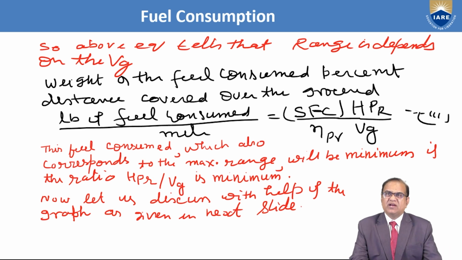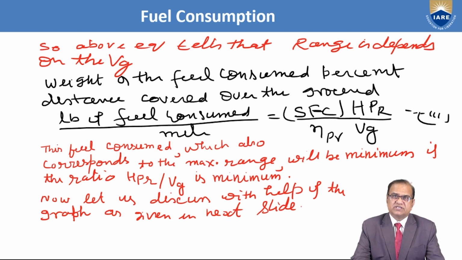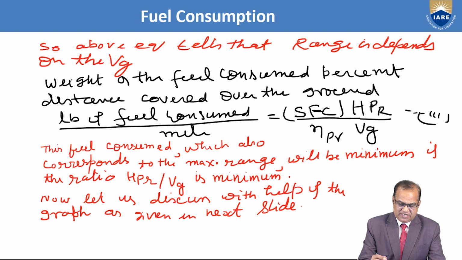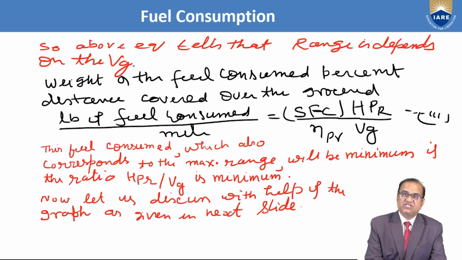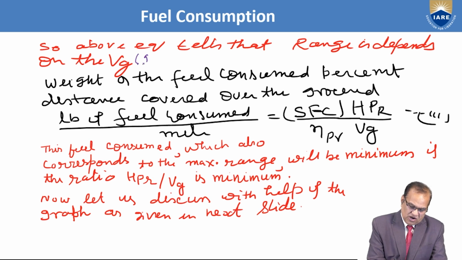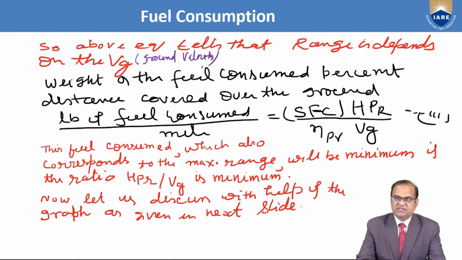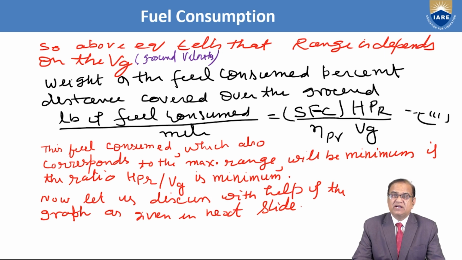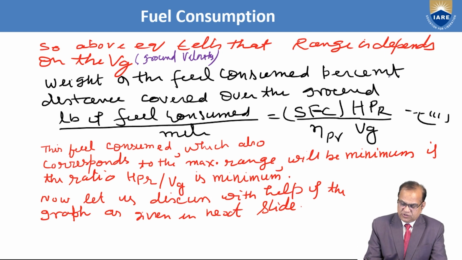So if we talk about the fuel consumption on this, the above equation tells that range depends on the Vg. Vg is ground velocity. The weight of the fuel consumed, per unit distance covered over the ground.